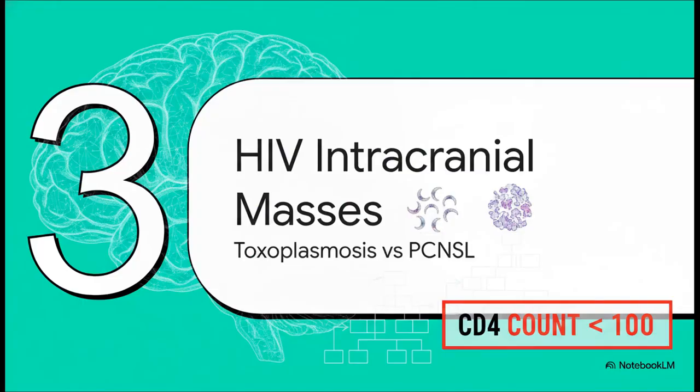Module 3, HIV intracranial masses, specifically the toxoplasmosis versus PCNSL decision boundaries. We are heading back to the CNS to navigate the precarious neurological perfusion profiles of opportunistic focal brain lesions in advanced HIV, specifically when that CD4 count drops below 100.